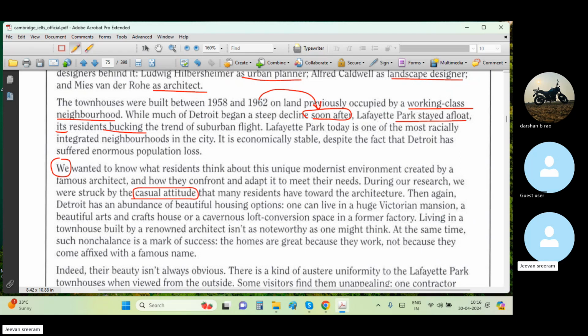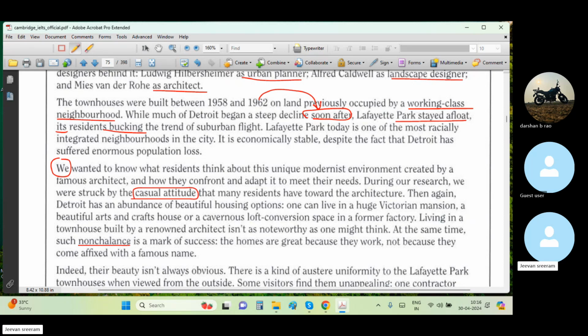At the same time, such nonchalance, meaning no feeling, a constant attitude without any change, without any feeling in their body language, such nonchalance is a mark of success. The author is indicating that as they are not complaining at all, the casual attitude is also a sign of success, a mark of success. Why is it a mark of success? They are not complaining at all.